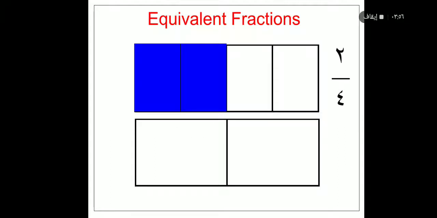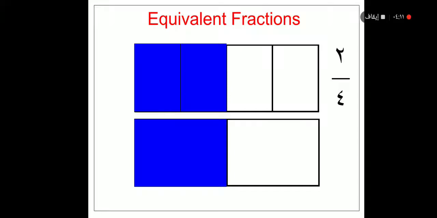The same rectangle, as you see. But here I divided it into 2 equal parts and shaded one part of them, or colored one part of them. The fraction will be 1 over 2.